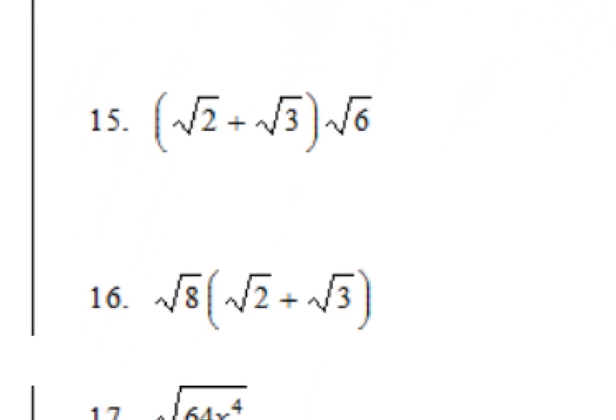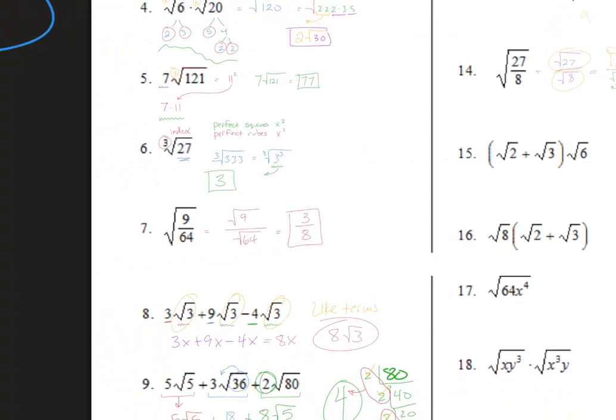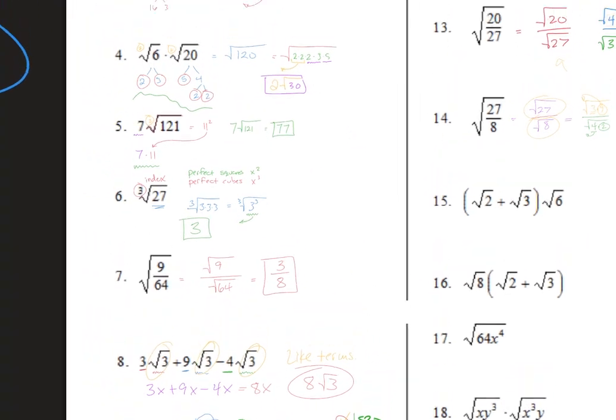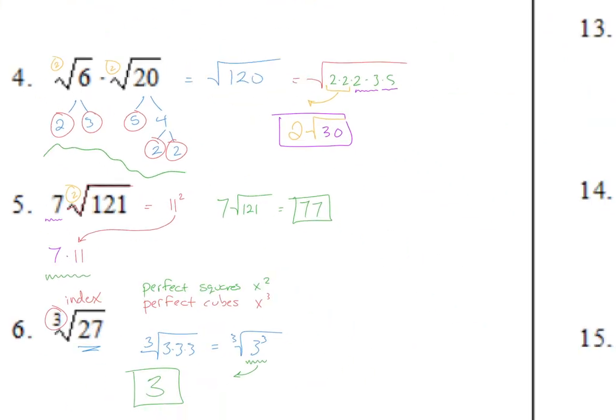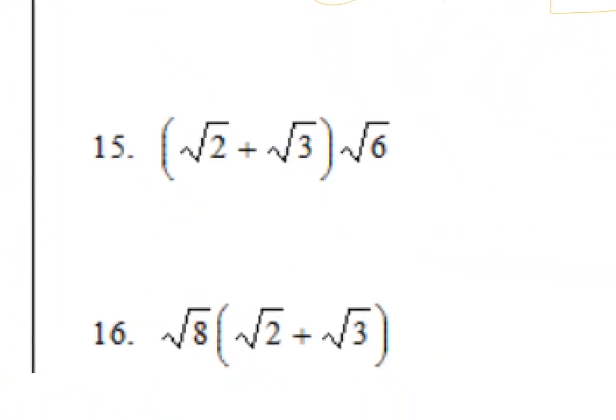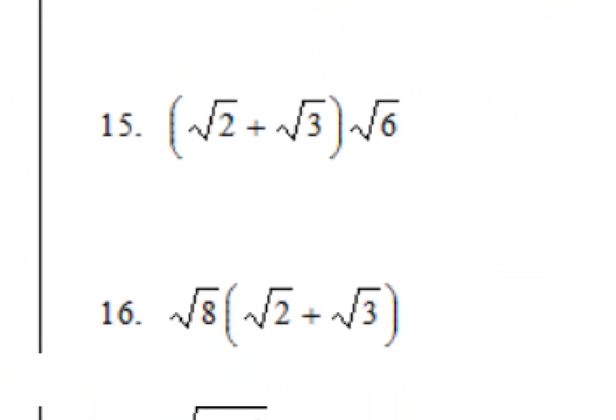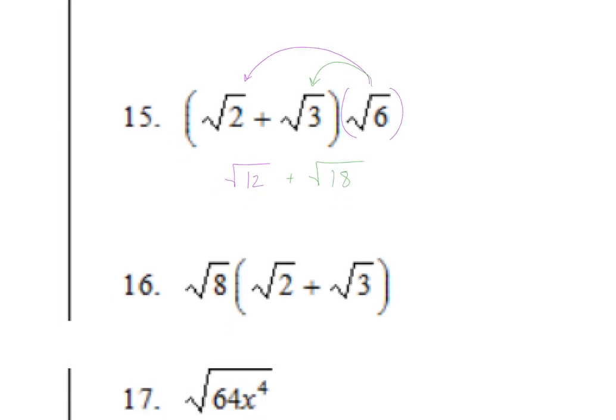Okay, this isn't our first instance of multiplying. We multiplied on number 4, but this is our first instance of distributing. So here's how we distribute. They put the square root of 6 on the back end. Not 100% sure why, doesn't really matter. We're going to distribute it to that and get the square root of 12. We're going to distribute it here and get the square root of 18. So can we simplify it from there?